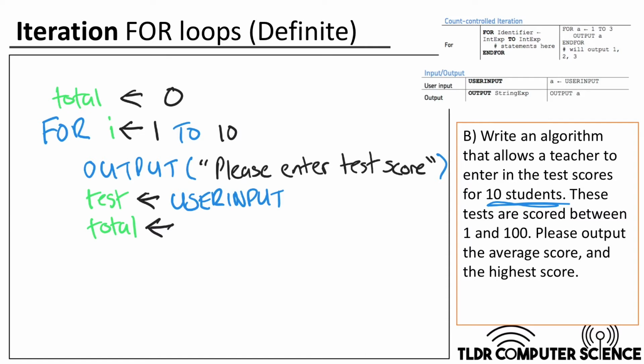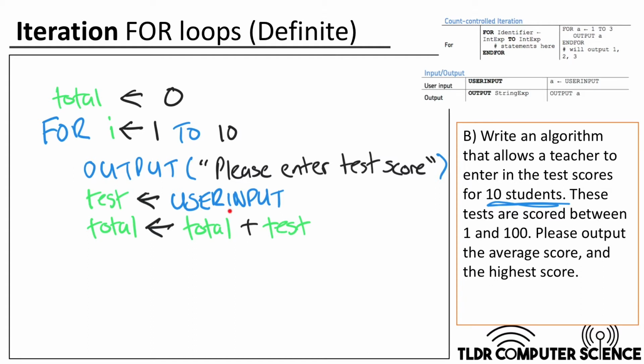So the total will be the total plus the test score. So you can see here, effectively, that total will be the total plus the test. So total originally is 0. We add whatever the person's typed in. So as you say, 50. 50 gets added to the 0, and now total is 50.